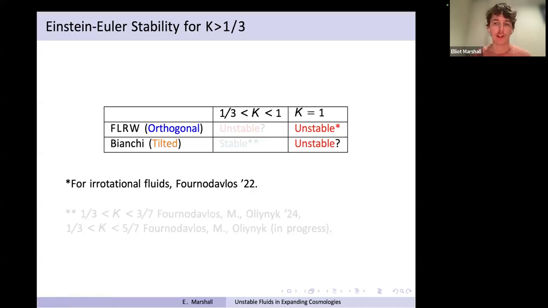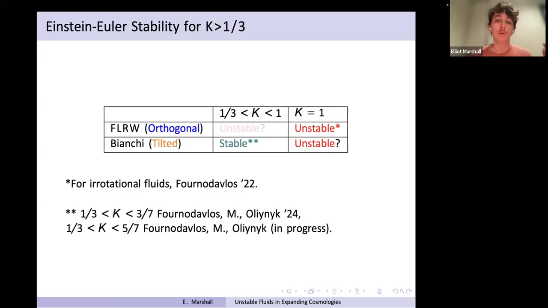Okay, but that's the stiff fluid, which, as I said, is somewhat of a special case. So then the next thing to look at is, what about these spacetimes with K between 1/3 and 1? Now, if we perturb these tilted Bianchi spacetimes, it turns out we can actually get global existence and stability results. So in particular, in collaboration with Grigorios Fournodavlos and Todd Oliynyk, we have two stability results. One is currently being written up, which proves stability for K between a third and up to 5/7. So only for a partial range, but we do get some sort of stability result.